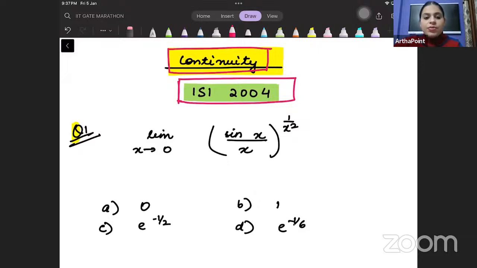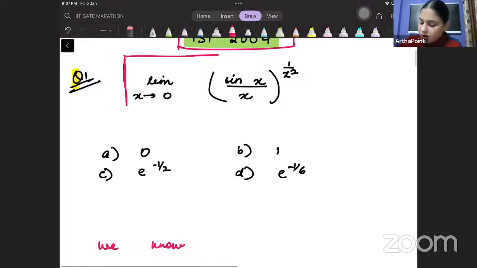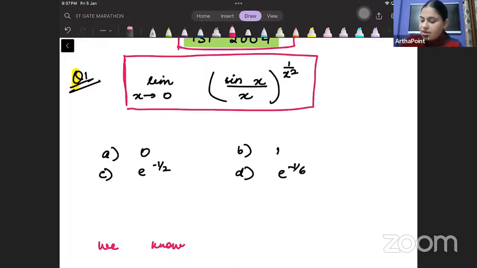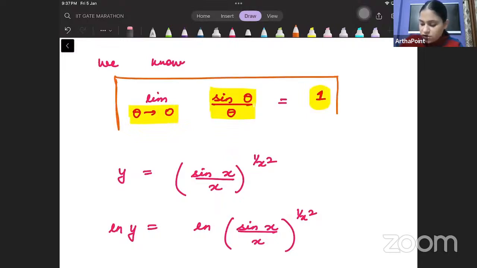Pehla question dekho. It says you need to find the limit of (sin x by x) to the power 1 by x square. Now start carefully, beta. See, we know that the limit of sin theta by theta as theta tends to 0 is 1. This is what we know. I don't have to prove this. You can just use this directly.